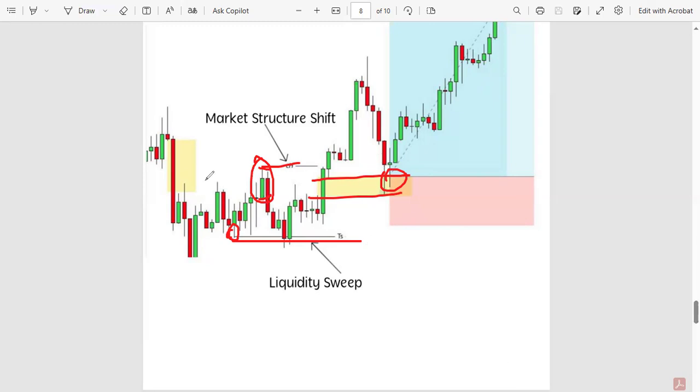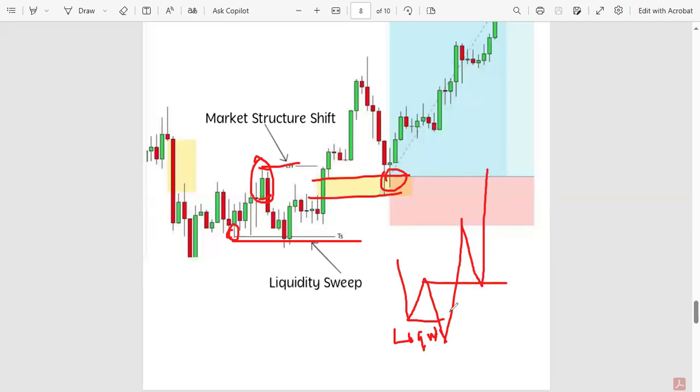Very nice. Remember, in order for a breaker block to be a valid order block, there has to be a liquidity sweep first. That's something I forgot to tell you. There has to be a liquidity sweep before price goes higher and creates this breaker where price is going to react. If it happens like this, there is no liquidity sweep. If there is no liquidity sweep, this area is going to be a mitigation block. It's not going to be a breaker block.